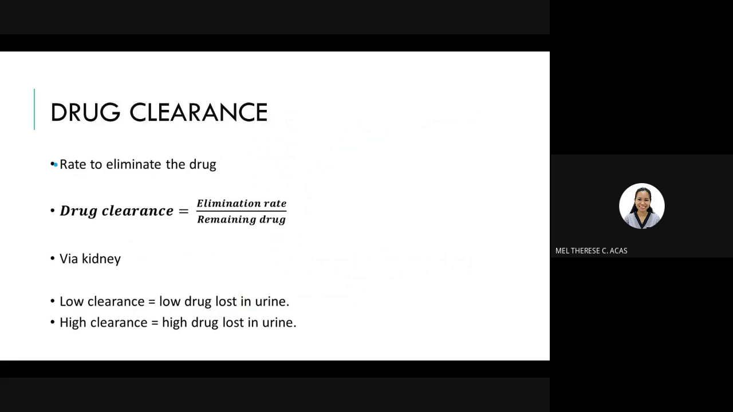Drug clearance is the rate at which the drug is eliminated. Drug clearance is equal to the elimination rate over the remaining drug. This drug clearance is a baseline of how our kidney filters, or works. With a low clearance level, there is low drug loss in the urine. A high clearance level is equivalent to high drug loss in the urine.